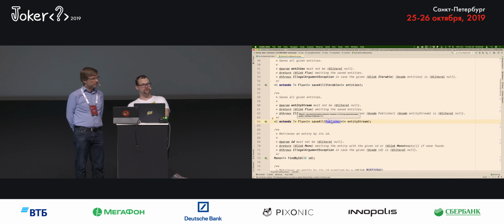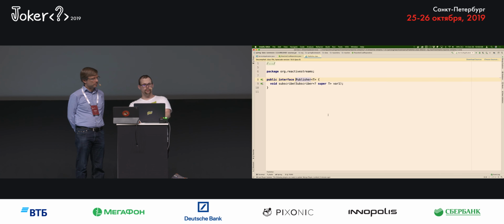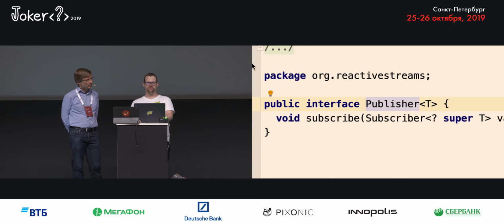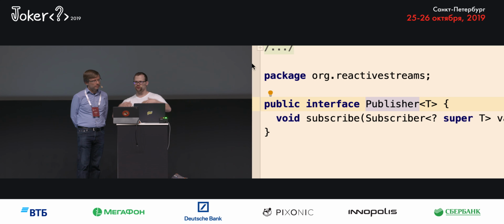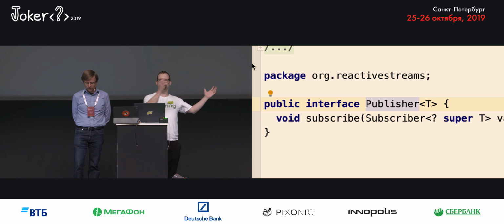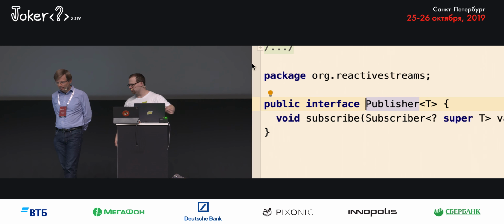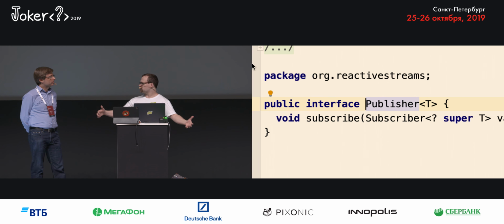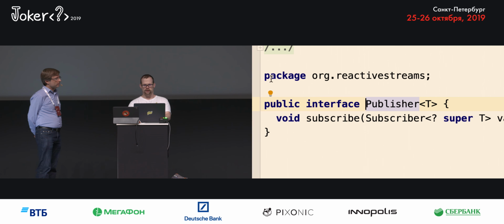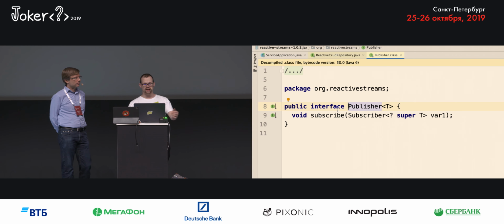So we have the first one, which is a publisher. A publisher comes from the Reactive Streams specification. This is not our effort. This is a joint effort by Pivotal, by Netflix, by Lightbend, by the Eclipse Foundation to describe asynchronous, unbounded, latent streams of data. It describes a thing that publishes data asynchronously.